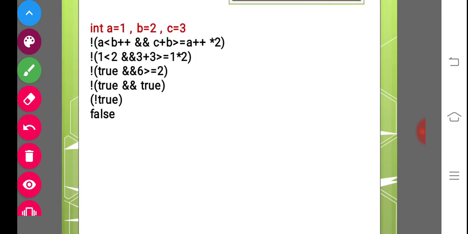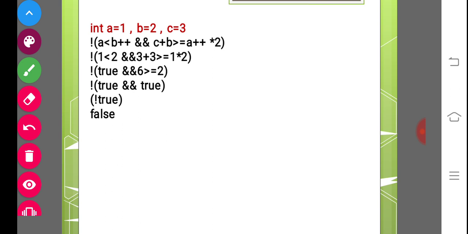Now in the third, a equal to 1, b equal to 2, c equal to 3, same values. Here comes the use of the NOT operator. See, again in the bracket, a is less than b++ AND operator, c + b is greater than or equal to a++ multiplied by 2. So first of all assign the values of prefix and postfix. So a value is 1, it is less than b++.